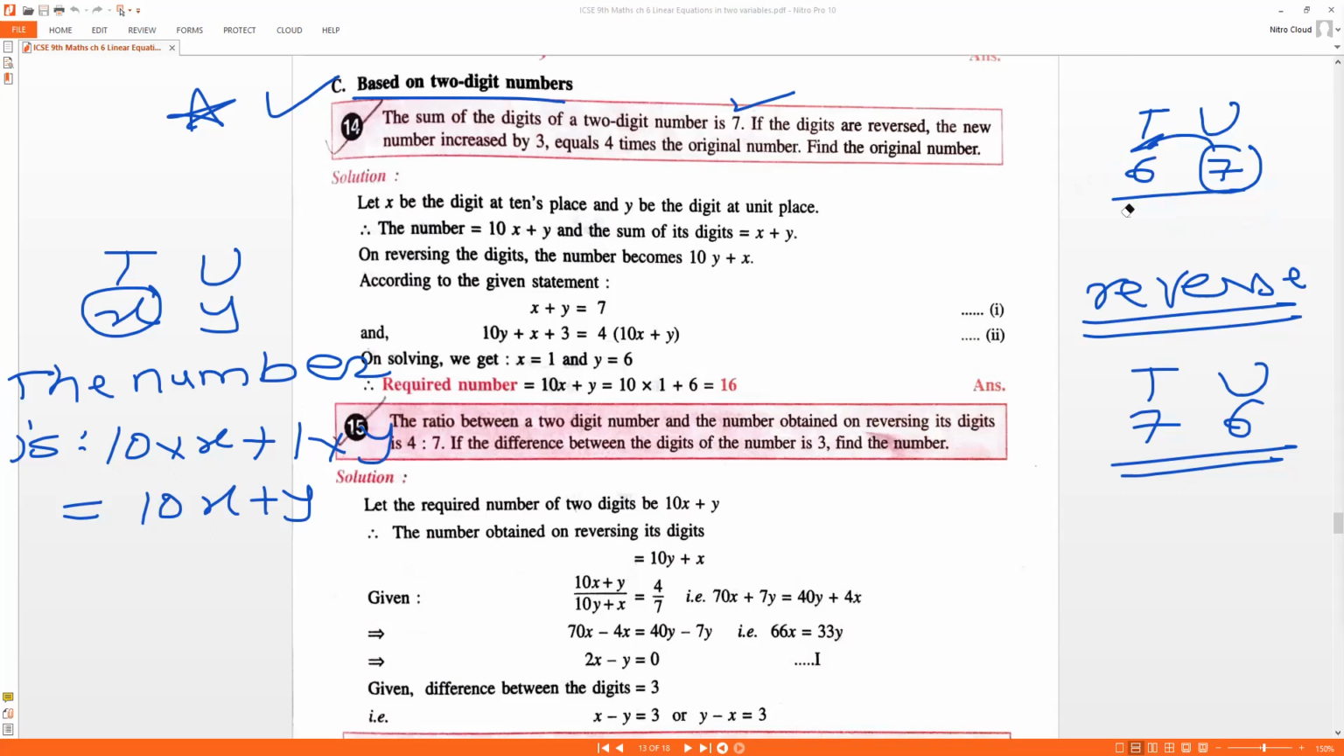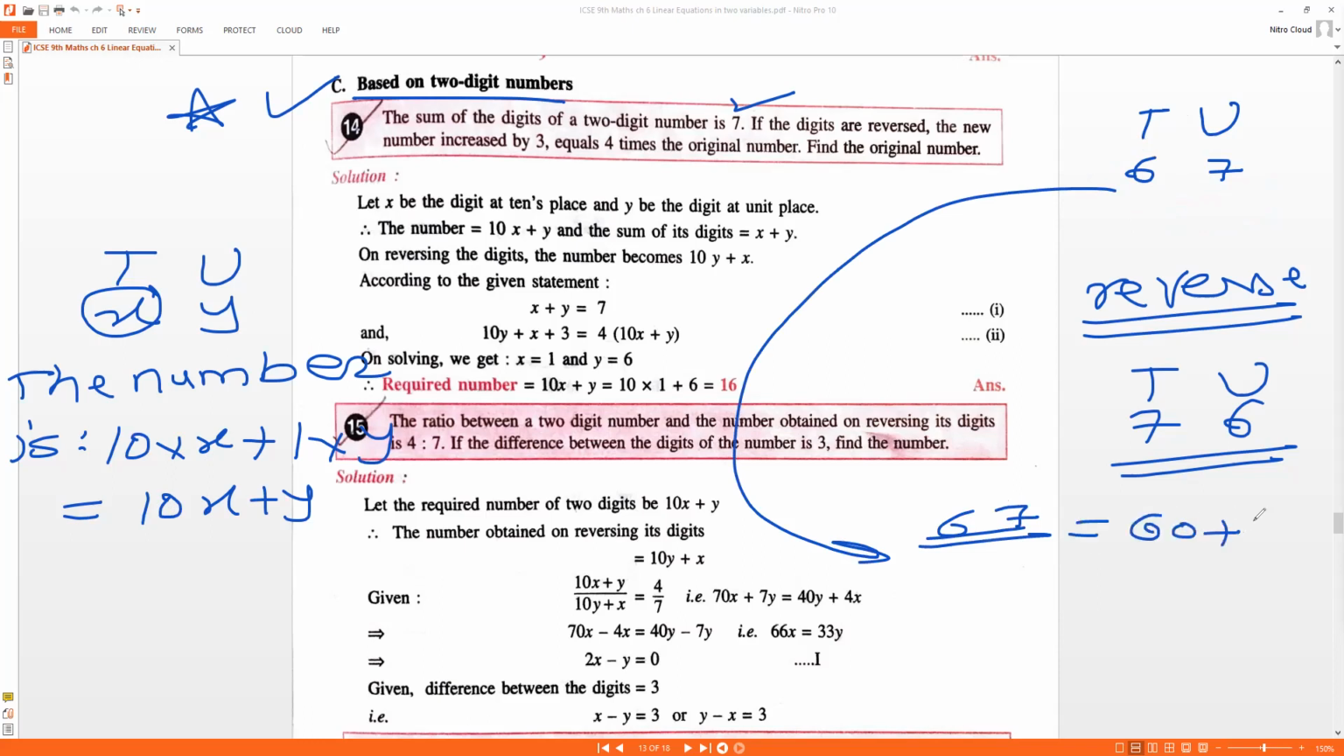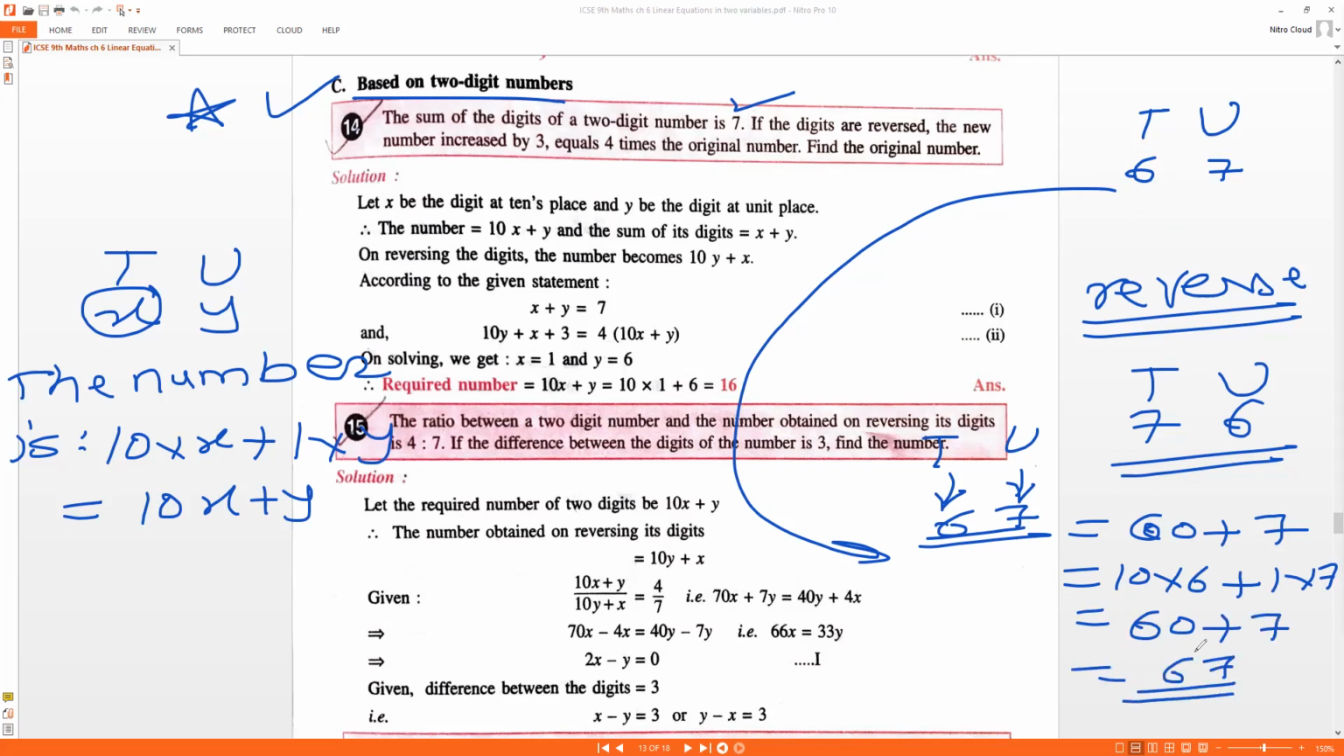Let us say we know that units place is 7 and tens place is 6. So what is the number? Number is 67. How do you get 67? You get 60 plus 7. How do you get 60? 6 is in the tens place, so you multiply the digit by 10, and 7 is in the units place, so you multiply the digit by 1. Is that clear? Are you getting my point? 60 plus 7, 67. This is what it is.